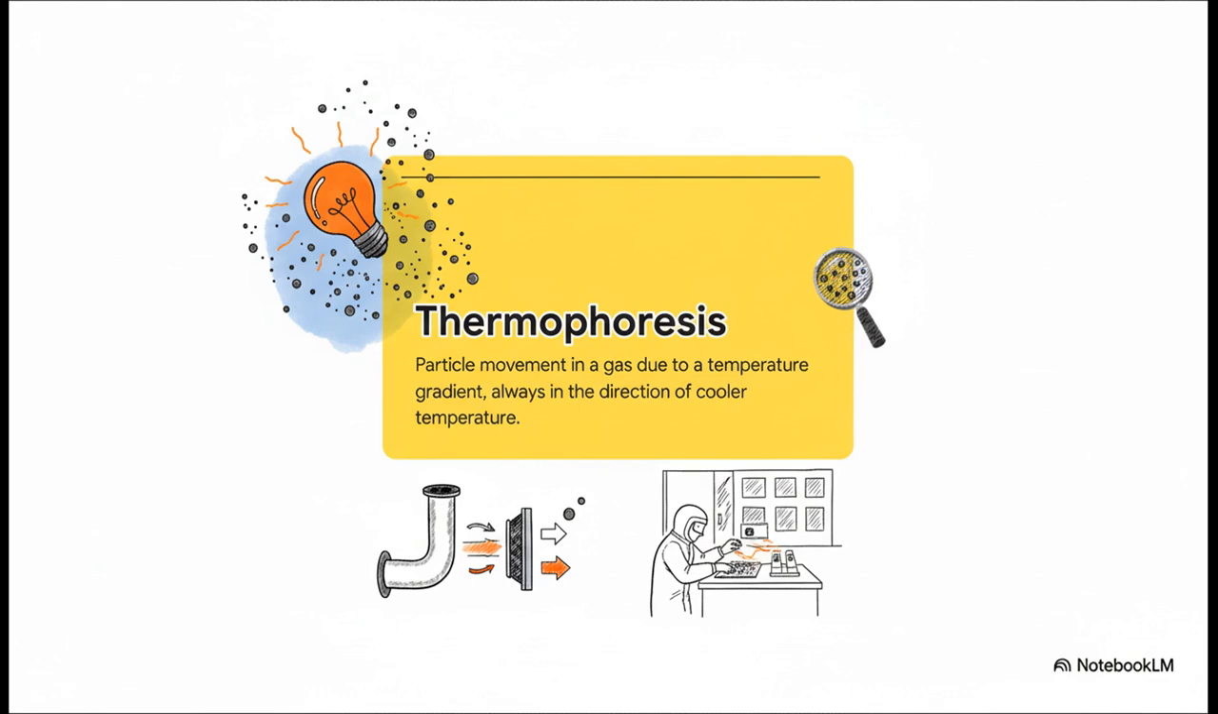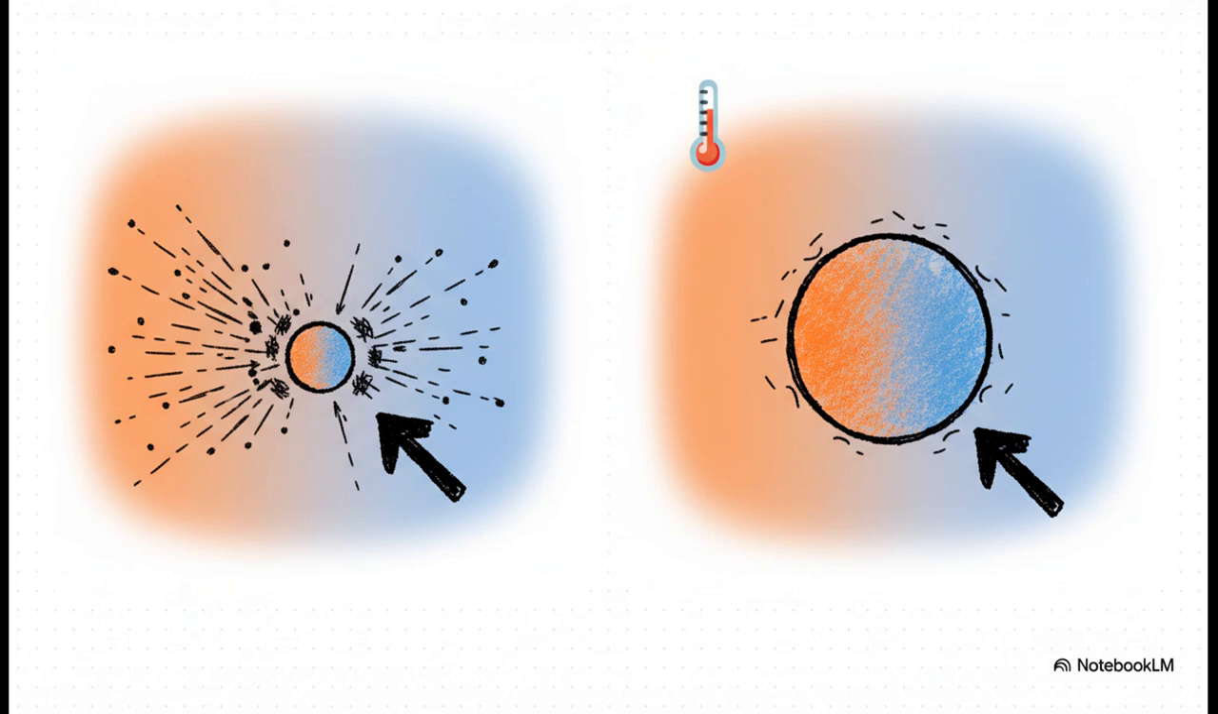And here is the one unbreakable rule. The force always points down the temperature gradient. To put it simply, particles always get pushed from hot to cold. That's it, no exceptions.